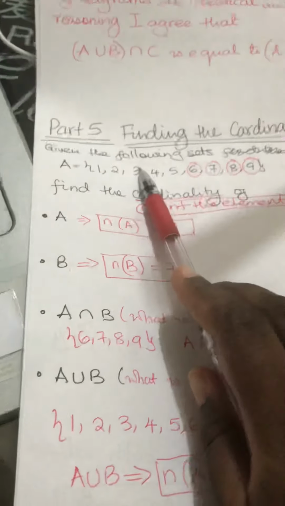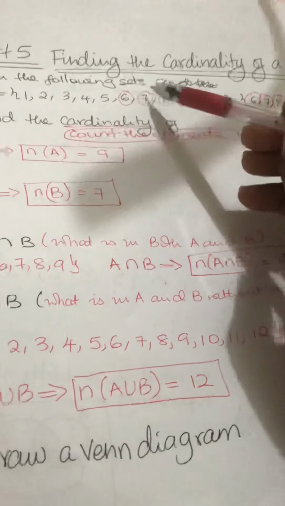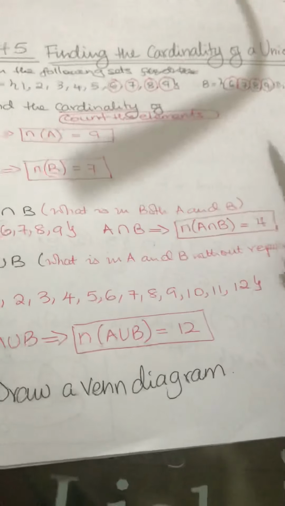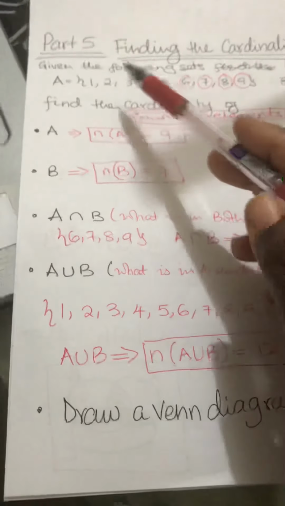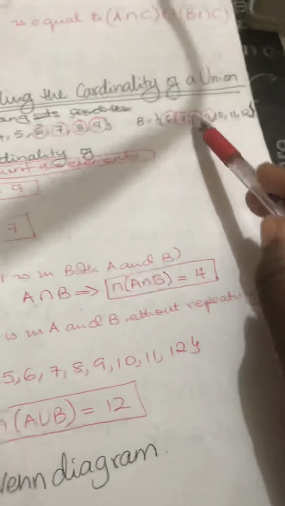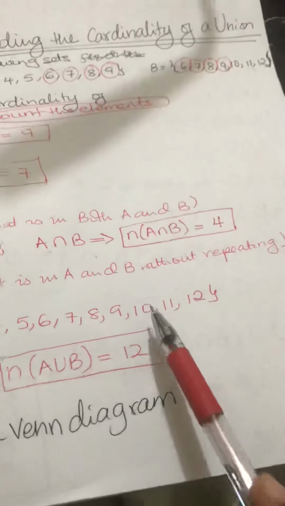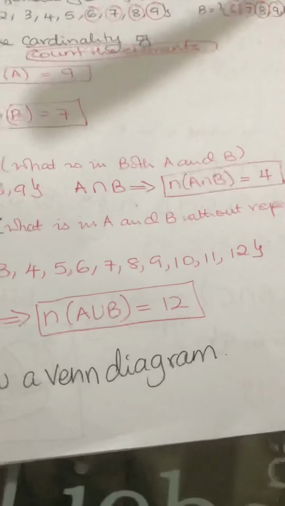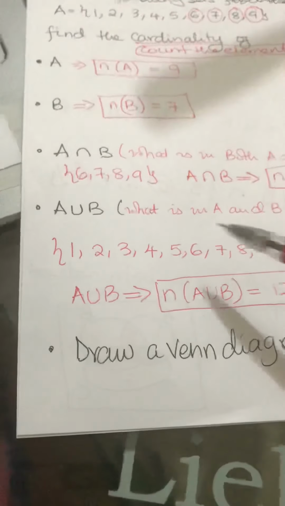Okay? A union B is what is in A together with what is in B without repeating. I know I'm not going to repeat 6, 7, 8, 9 because it is both in A and B. So what was not written, I write 1, 2, 3, 4, 5, 6, 7, 8, 9. Then I don't use these ones because I already used them. Then I write 10, 11, 12. Then I count all of them. I should see I have 12 elements. So the cardinality of A union B is 12.